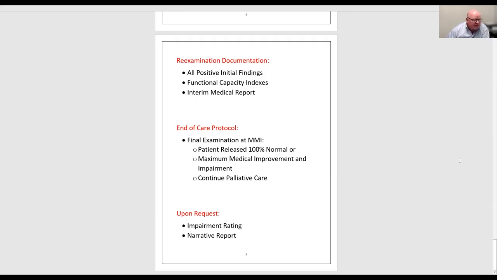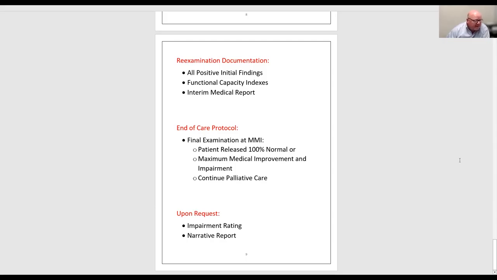This becomes real important, especially if you have cases. It looks real bad if you go to MMI, give the impairment rating, and then the patient doesn't seek any further care at all up until they settle. That looks really bad. So there should at least be some form of continued palliative care at that point, not just clinically, but administratively and legally.